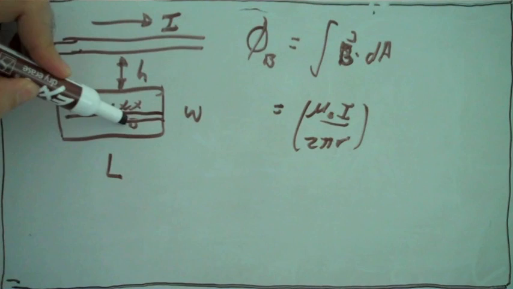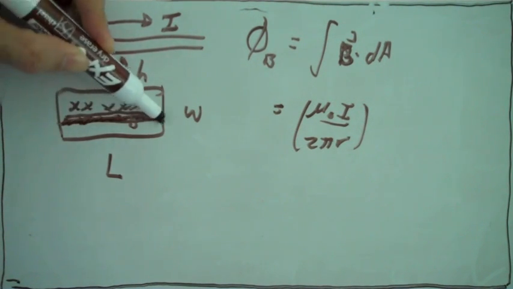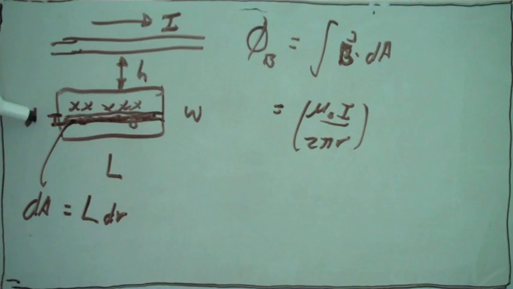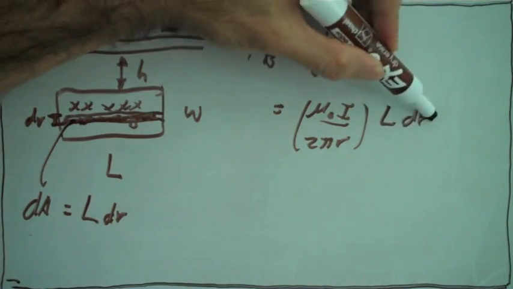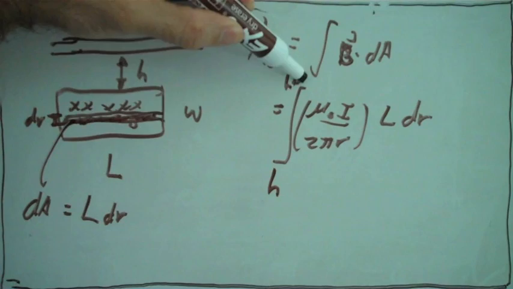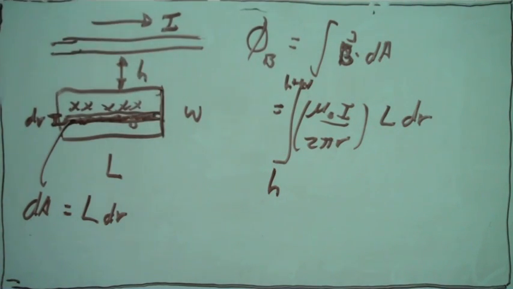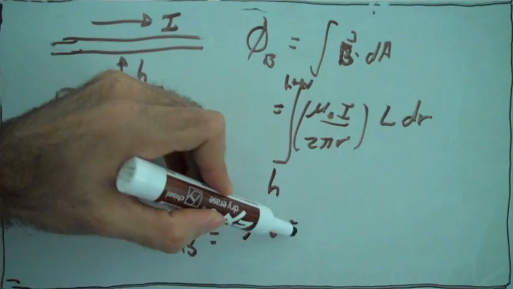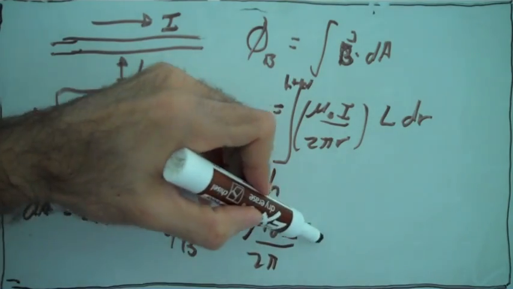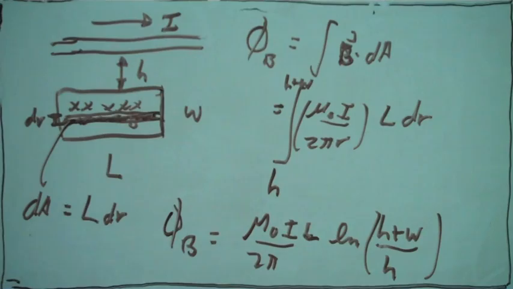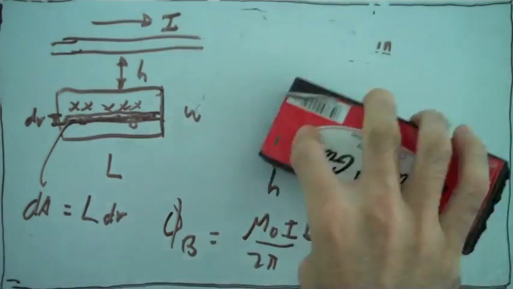It depends on the distance r away from the wire. And let's look at a little bit of area here in this loop. This little bit of area is L times dr. So we write that for dA. And so the flux is just the integral of this from r equals h to h plus w. So the flux going through the square loop is given by this. Once we do the integral, we just get this natural log. So we know the flux going through the square loop.